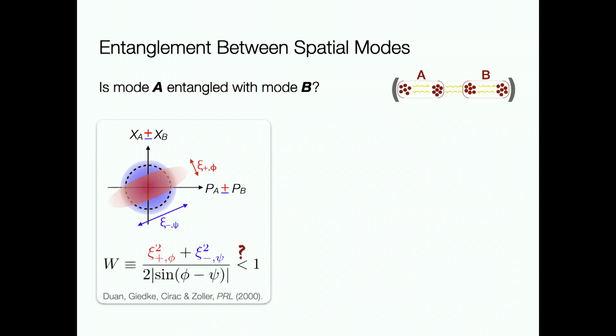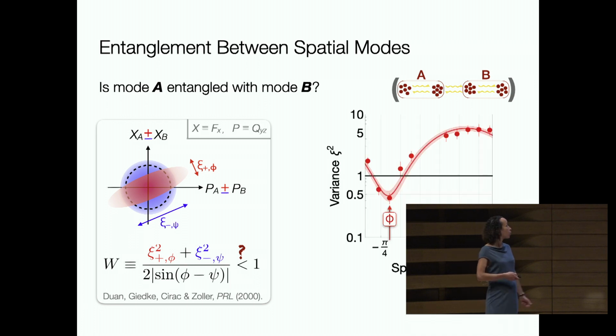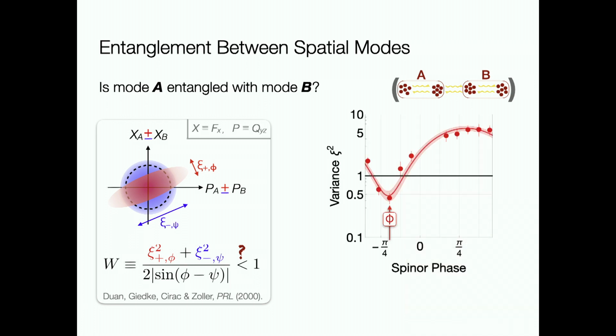This allows us to construct an entanglement witness based on fluctuations in the collective spin in two orthogonal quadratures, one of which we look at for the symmetric mode, ensemble A plus ensemble B, and the other orthogonal quadrature for the anti-symmetric mode, the difference between the two ensembles. The symmetric mode I already showed you before. There was this dip in quantum fluctuations.